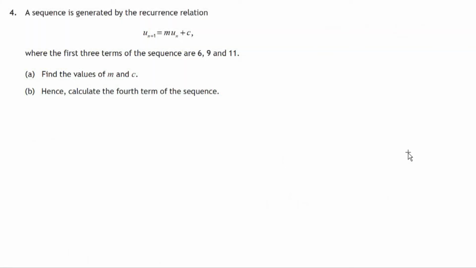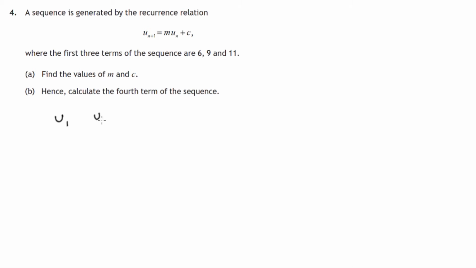Corsi here. In this question, we're told that a sequence is generated by this recurrence relation, and we're told the first three terms of the sequence, and we're asked to find the values of m and c and then use our knowledge from that to calculate the fourth term of the sequence. So let's have a look at what goes on in these recurrence relations.